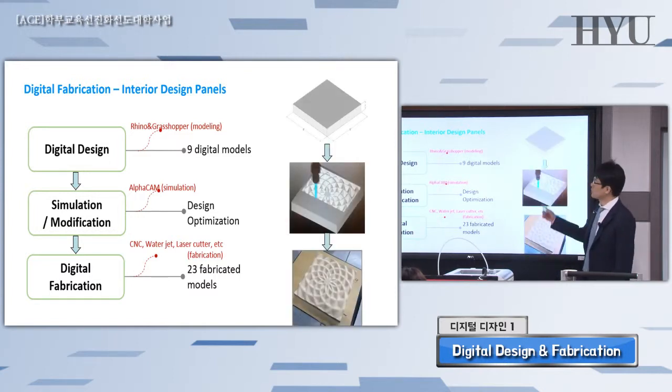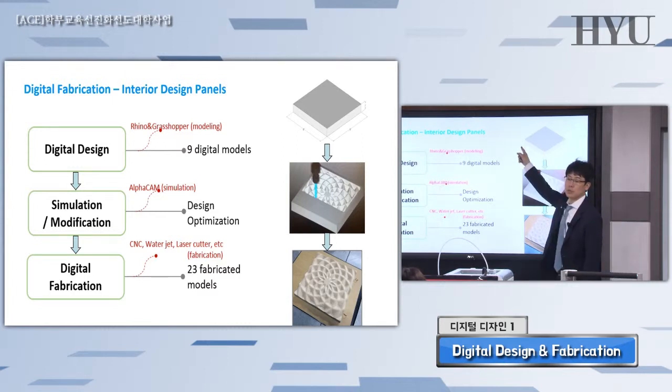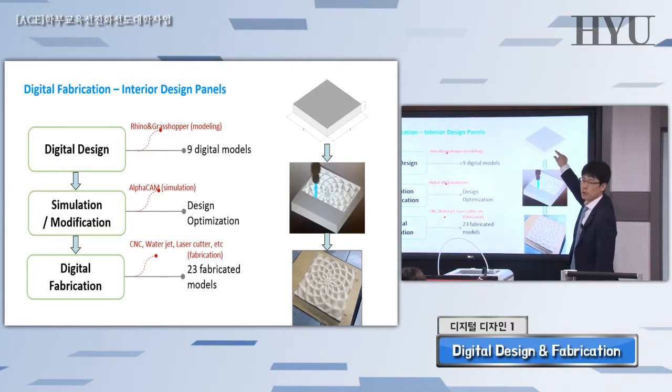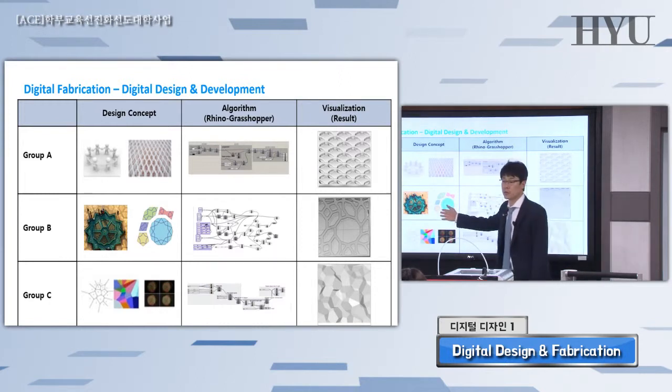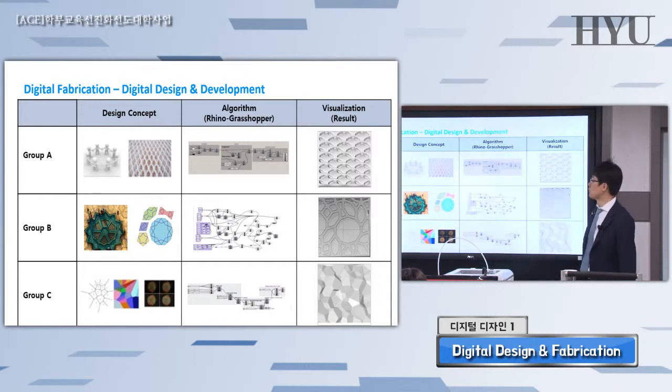Anyway, this project is simple. This one is a 1 inch by 1 inch wood panel, okay? This panel is going to be cut using a CNC machine, and then this is the final product, okay? This kind of interior panel is going to be produced. That was the purpose of this project. And a total of 9 groups and several design alternatives were generated. In this stage, they are all computer generated models and design examples, okay?